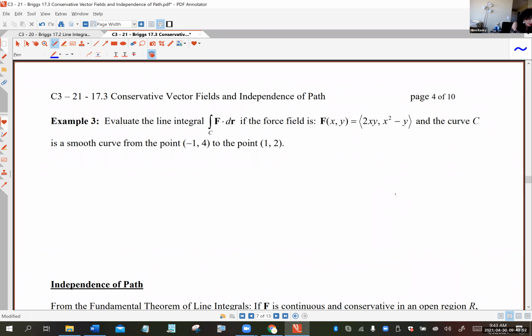So let's look at another example, example 3. We're going to evaluate this line integral, F dot dr, with this force field, F(x,y) = <2xy, x squared minus y>. And now the curve, they're not even giving us any information about the curve. And so we couldn't even do this if this weren't conservative, because they're not even telling us if it's a straight curve or whatever. They're telling us it is a smooth curve, which is helpful.